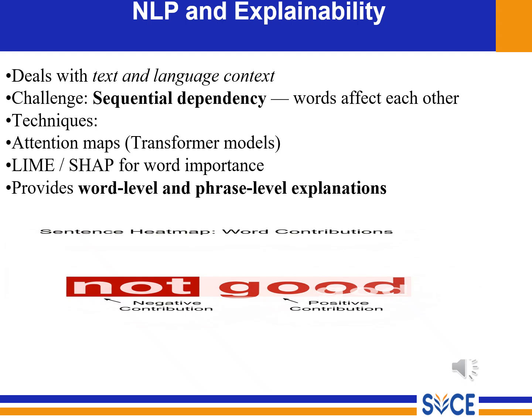Another main challenge in NLP is sequential dependency. What is the meaning of sequential dependency? The position of words matters, and changing the order can change the meaning completely. That is the highlight: sequential dependency. So change the words, change the meaning completely. So the explanation must capture not just word importance, but also the relationship between the words. And this makes NLP explainability both interesting and complex.